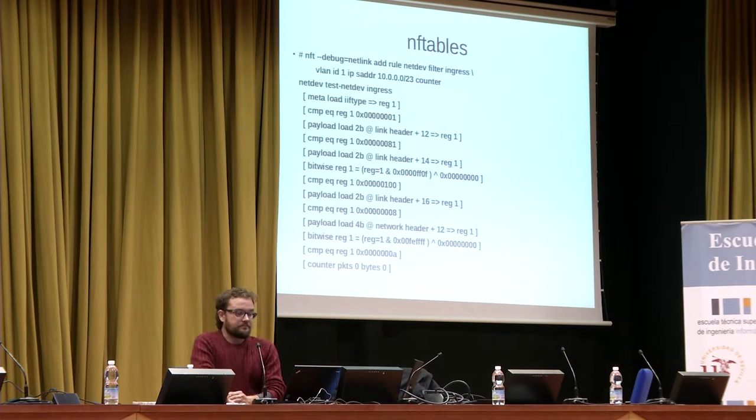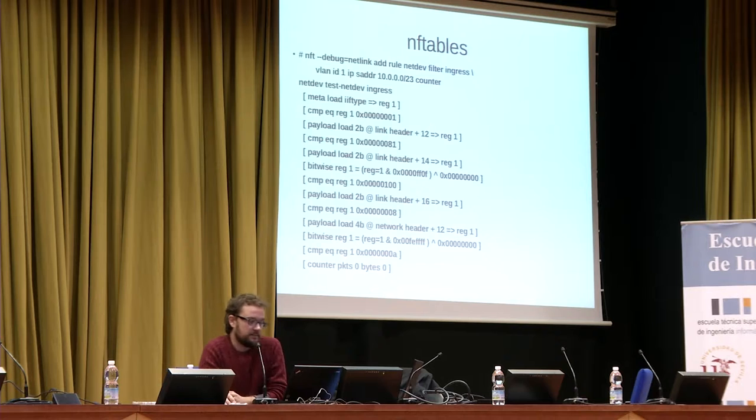So this specifies the table, and then we get the chain. In this case, we assume there is already an ingress chain. Then we are matching the VLAN ID and an IP source address, and in case of a match, we are updating a counter. So this generates the following bytecode.